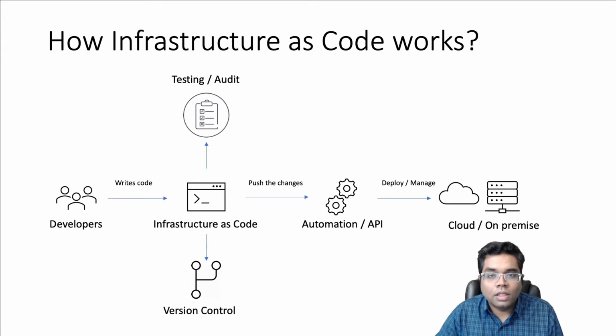Then whenever the changes get pushed, the automation or API deploys and manages your infrastructure that's on cloud or on-premise. You can completely spin up a new environment in your cloud infrastructure, and at the same time, if you want to do any modification or if you want to completely tear down the environment, you can do all those operations from the infrastructure as code.